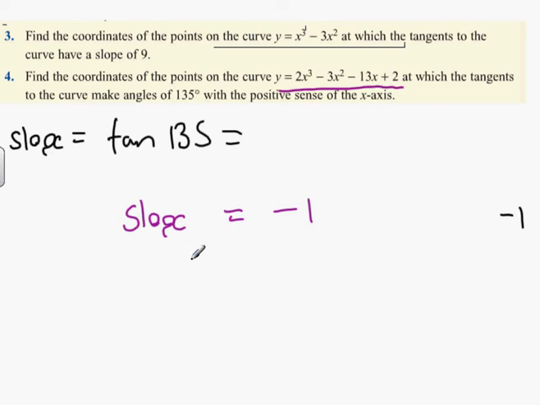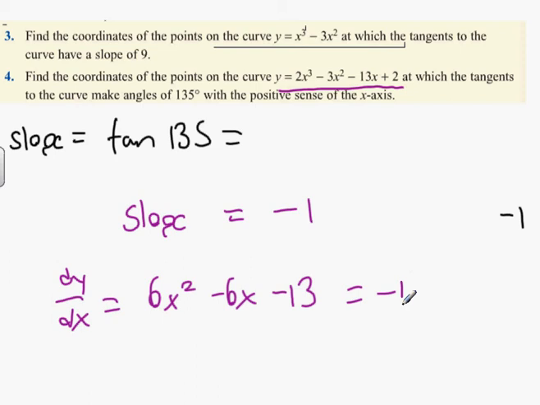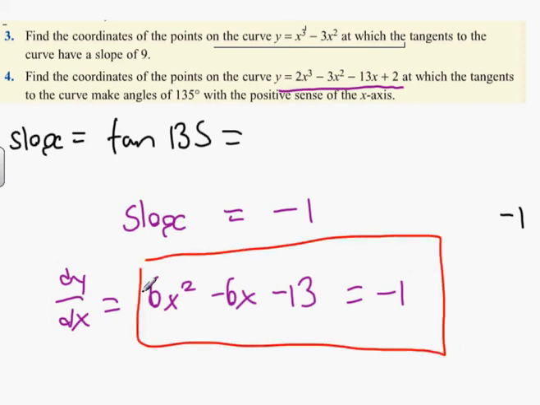Differentiate. Okay? So when we differentiate, what do we get? Differentiate 2x cubed: 6x squared. Differentiate 3x squared. Differentiate minus 13x: minus 13. This slope equals -1. You've got to solve this equation here. This equation is a quadratic equation.